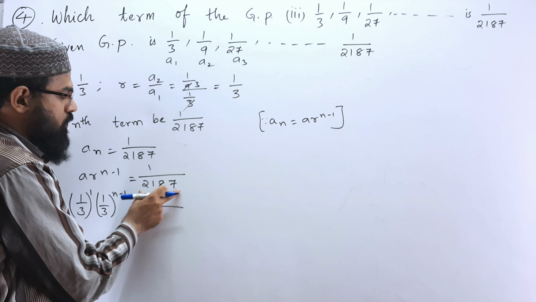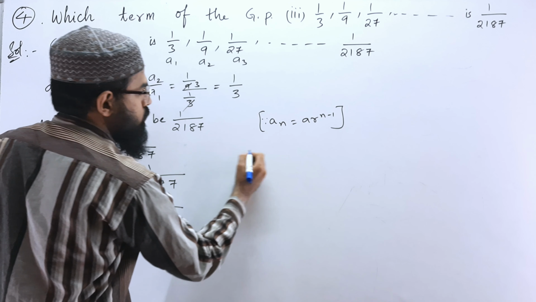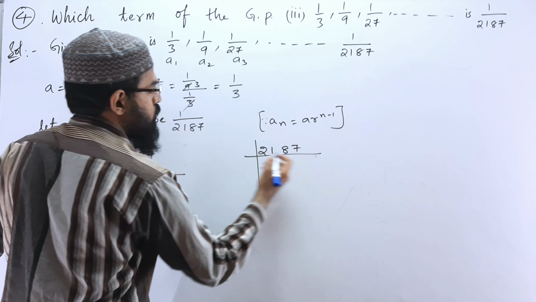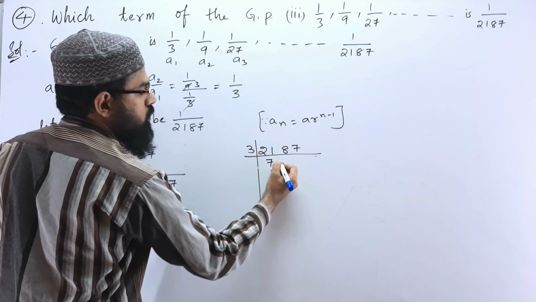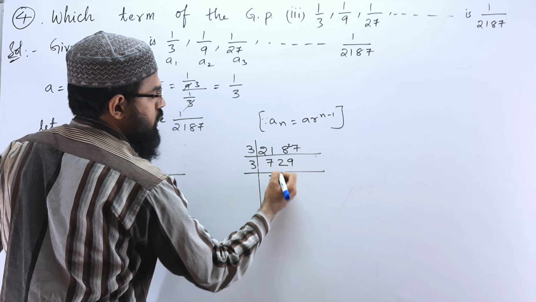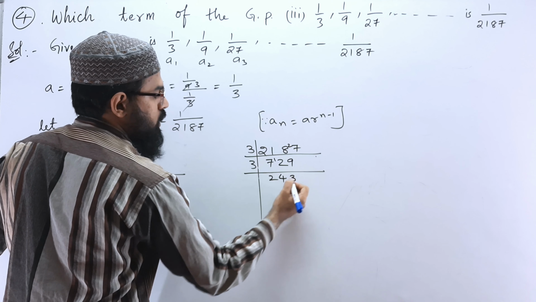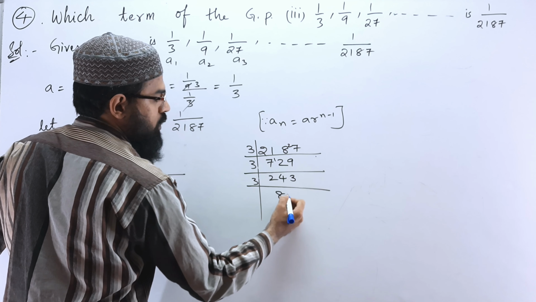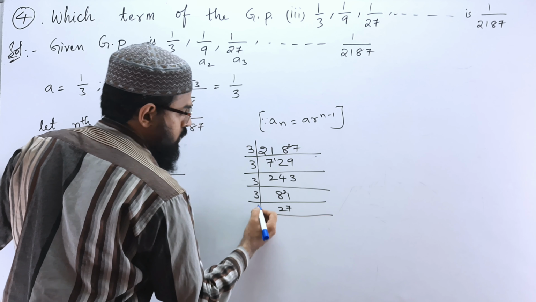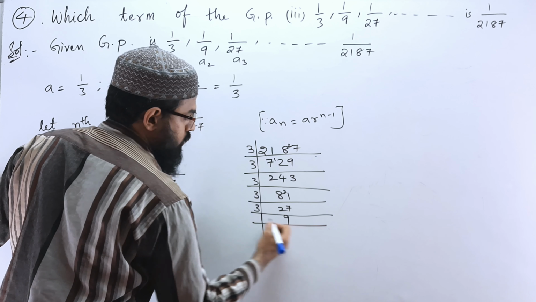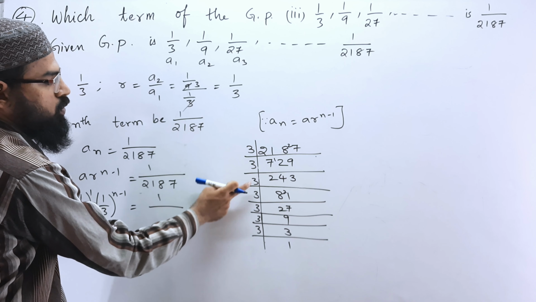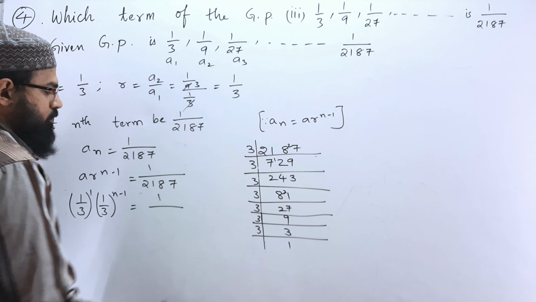Let us take out the factors of 2187. 3 7s are 21, 3 2s are 6, 2 left, 3 9s are 27, 3 2s are 6, 3 4s are 12, 3 3s are 9, 3 8s are 24, 3 1s are 3, 3 2s are 6, 3 7s are 21, 3 9s are 27, 3 3s are 9, 3 1s are 3. How many 3s are there? 1, 2, 3, 4, 5, 6, 7.